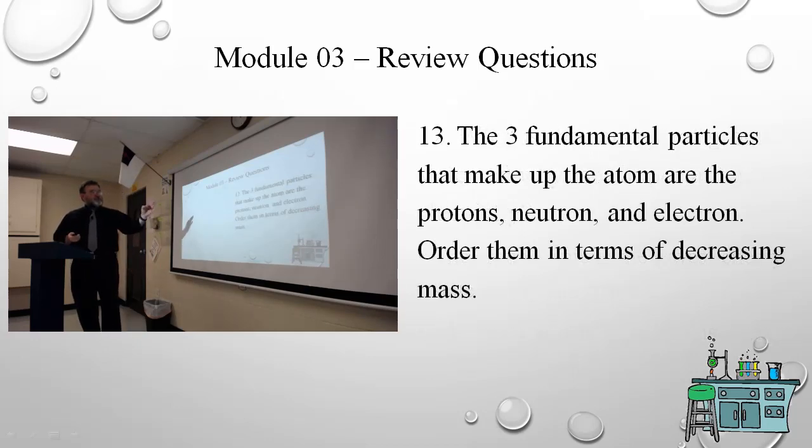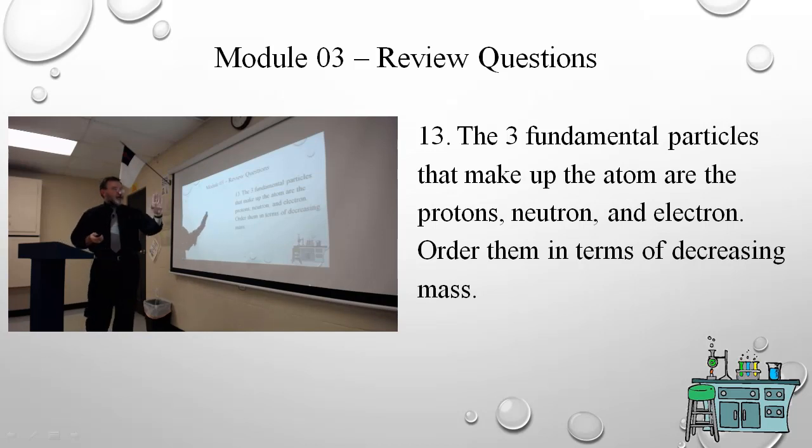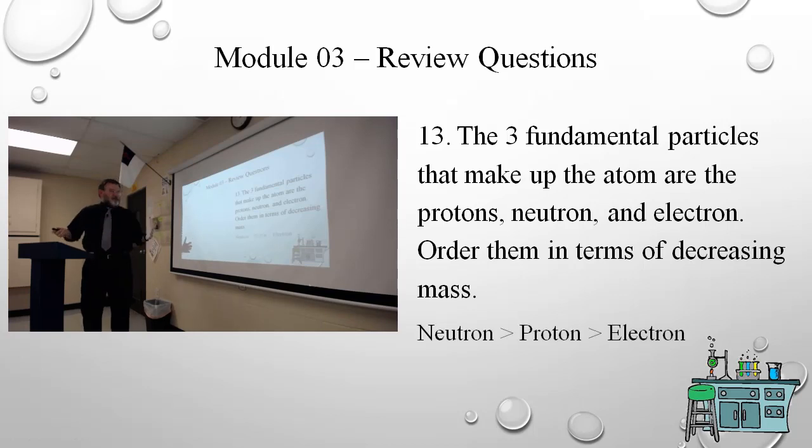The three fundamental particles that make up the atom are the proton, neutron, and electron. Order them in terms of decreasing mass. If you found it in the book, it's simply neutron, proton, electron, in that order. Think of it this way: the neutron is basically a proton with an electron.